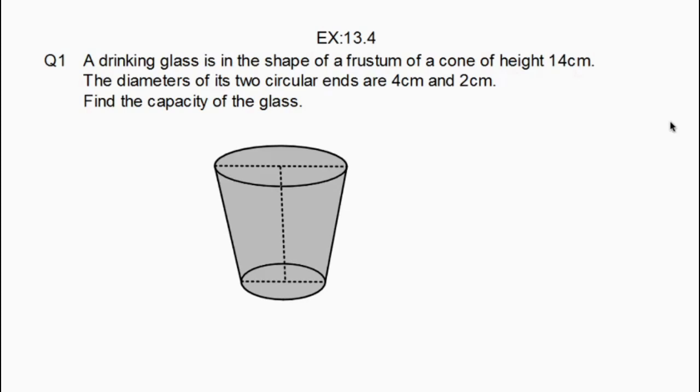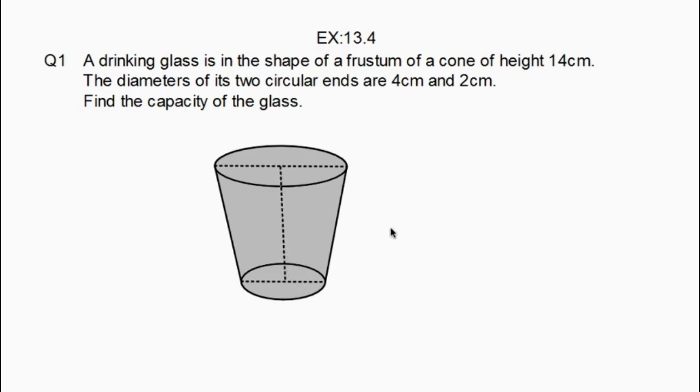Here in exercise 13.4, question number 1. The question says a drinking glass is in the shape of a frustum of a cone of height 14 cm. The diameters of its two circular ends are 4 cm and 2 cm. Now find the capacity of the glass. According to the question, the diameter of the upper circle, that is the bigger circle, is 4 cm, the diameter of the lower circle, that is the end of the glass, is 2 cm, and the height is 14 cm.